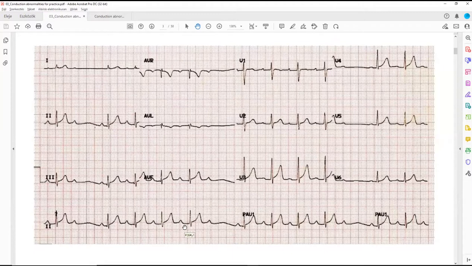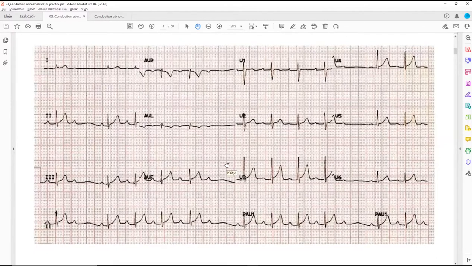Okay, just for clarification, when you try to decide whether it's Mobitz type 1 or type 2, look at the last PR and compare it to the first one. If they are not equal, and the last one is longer than the first, you say that's Mobitz type 1. If they are equal, it's Mobitz type 2. That's it.